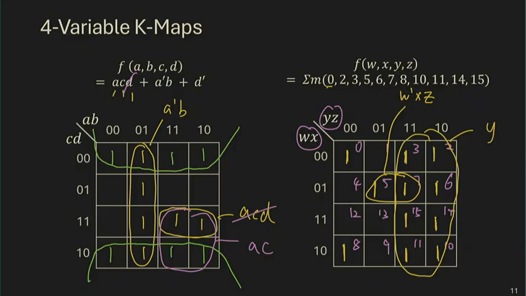Any ideas how we deal with these two ones? Again, the goal is to cover all the ones to get a sum of products expression. And now I've covered all the ones over there except for these two ones. What do I do?